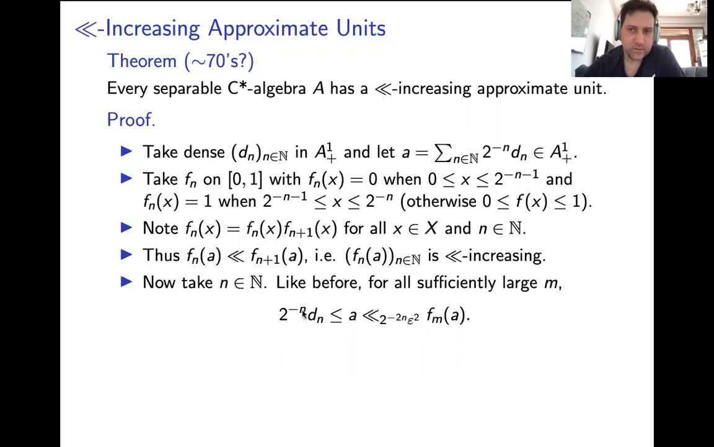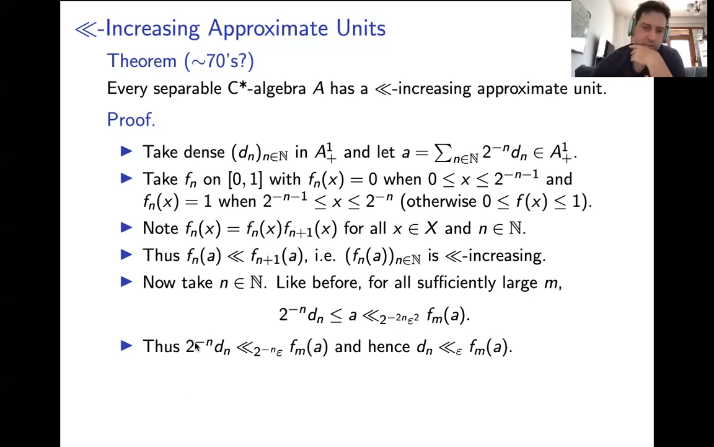Well, it is an approximate unit for the dn's that you started with, right? Because certainly 2 to the minus n dn, because it appears in this sum here, it has to definitely be below A. And A is going to be almost dominated by fm of A for m sufficiently large. You can make this error as small as you like, as long as you make m sufficiently large. Okay, but if this is below this, then remember this approximate auxiliary result says that this has to be almost dominated by this, where you adjust the error slightly. And then again, by our previous observation, we can actually just cancel both of these 2 to the minus n's to show that dn is almost dominated by fm of A. And as before, this is really saying that the fm of A's form an approximate unit for this particular element, dn.